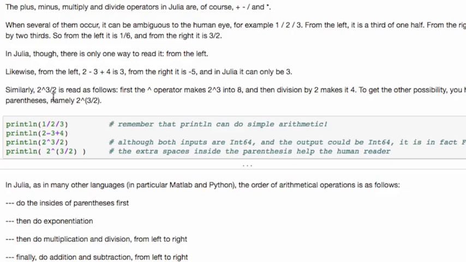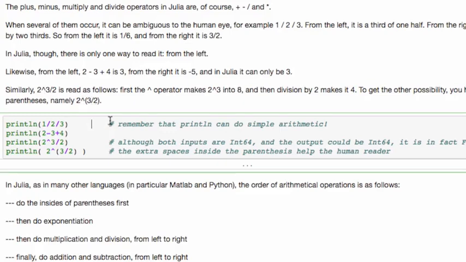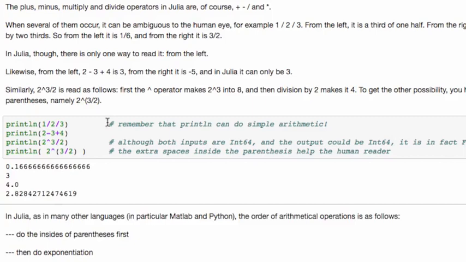When it comes to this operator, what we will do in Julia is first we will take the power operator and make it into 8, and then divide by 2, and it makes 4. If we wanted 2 to the power 3/2, we would have to use parentheses. So let's see the results using println. Remember that println can do simple arithmetic. And here we see the results.